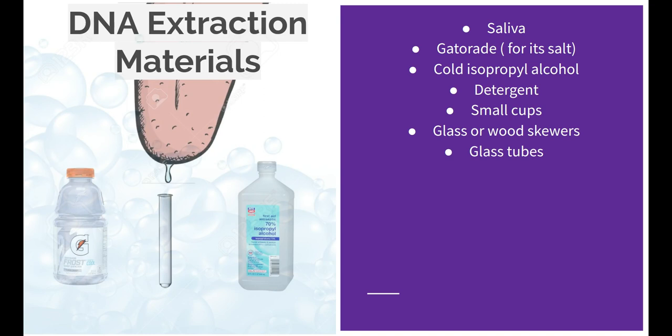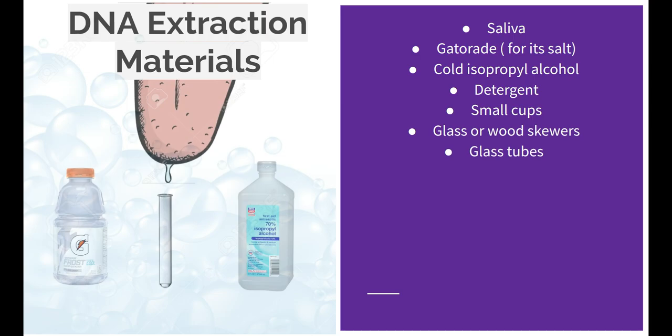So, the materials that you would need to extract DNA at home if you wanted to, or in a classroom, as I am pretending I am, is sample saliva, Gatorade, which is useful because it has a high salt content, cold isopropyl alcohol, detergent, small cups, glass or wood skewers, although glass are really preferred, and then glass tubes to perform the actual extraction in. The reason that we need the detergent is to break up that fatty bilayer, as I mentioned.